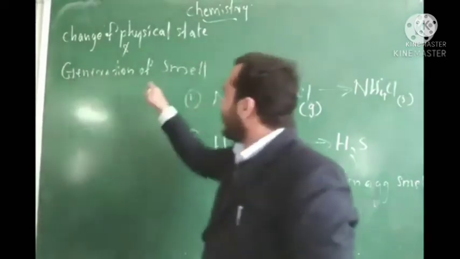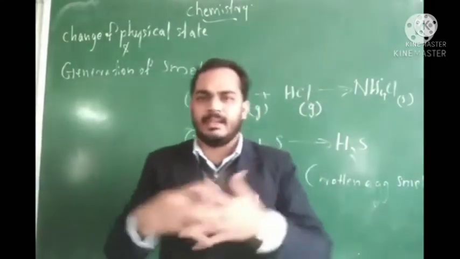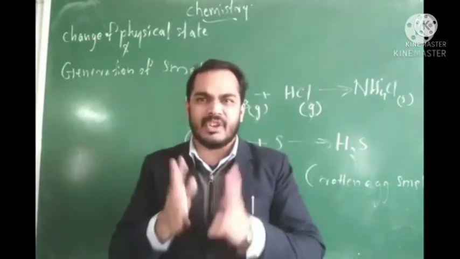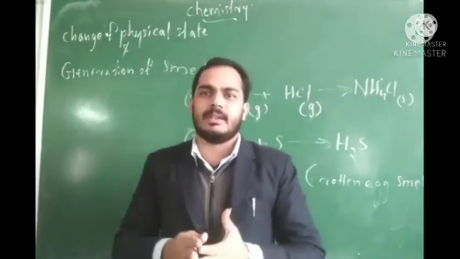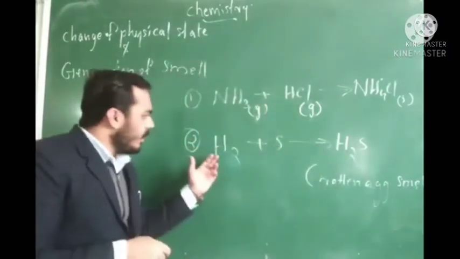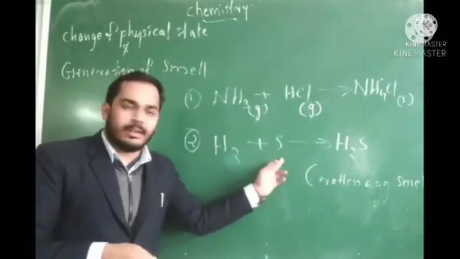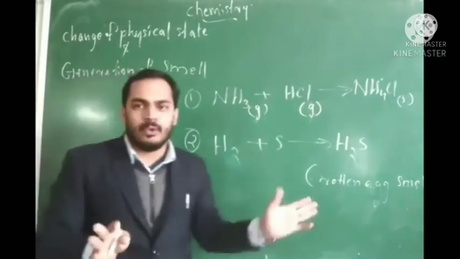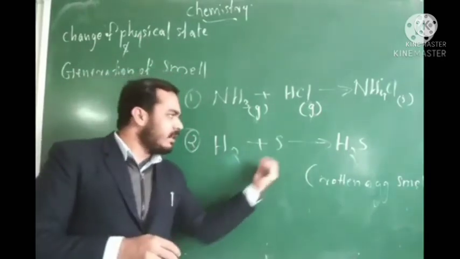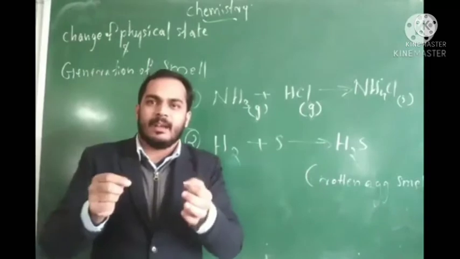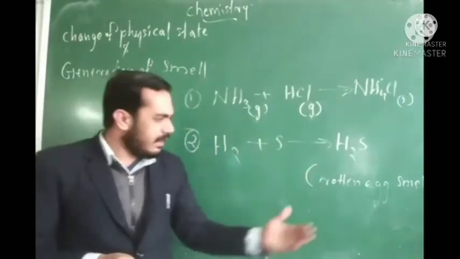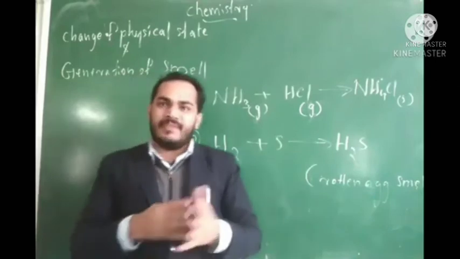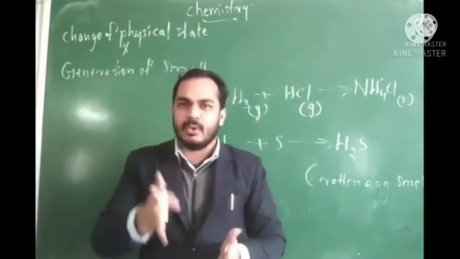Next one, generation of smell. Some chemical reactions produce a distinctive or irritating smell. I will give you the best example for this topic. Hydrogen reacts with sulfur to form hydrogen sulfide. Hydrogen has no smell and sulfur has no smell. But after these two reactants react to form hydrogen sulfide, it has a very irritating, distinctive smell, like a rotten egg. That's why some chemical reactions, after the reaction, produce a distinctive smell.